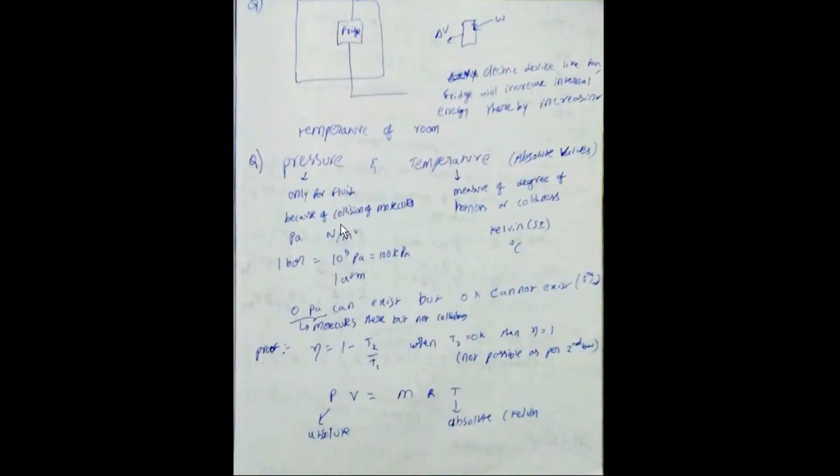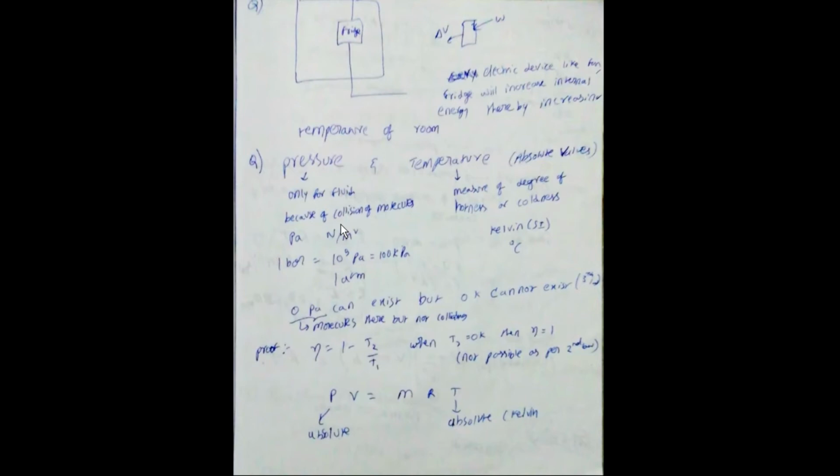An electric device like a fan or fridge will increase the internal energy by increasing the temperature of the room. If the room is considered as the system, W will be inlet, which increases delta U.